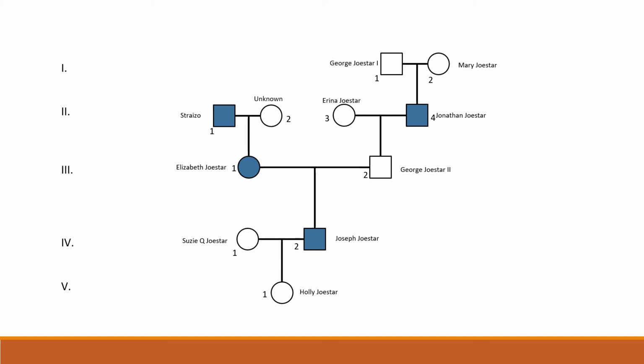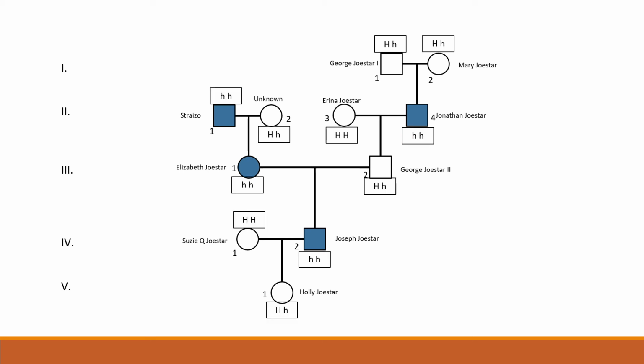The third mode of inheritance I want to look at today is going to be autosomal recessive. And this is possible as shown with these genotypes here. Once again, individuals 2-3 and 4-1 are homozygous dominant because they're entering the tree.